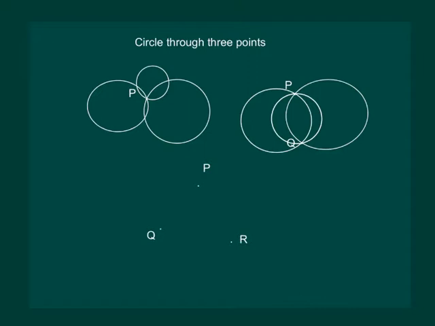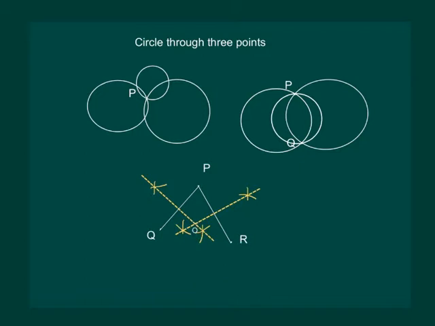If you try to draw it using a compass, it won't be easy. So we need a technique. Let us join PQ and PR. Now draw the perpendicular bisectors of PQ and PR. We have already learned in previous classes how to draw the perpendicular bisector of a line. We have drawn the perpendicular bisector of PQ. Similarly, let's do it for PR. And let the point of intersection of the perpendicular bisectors be O.